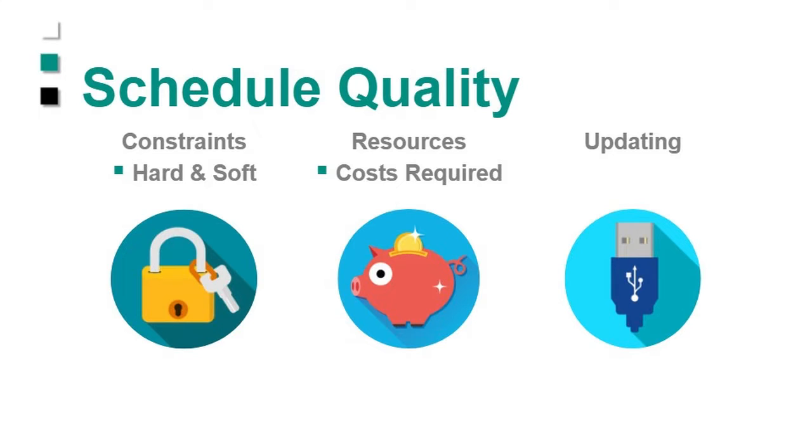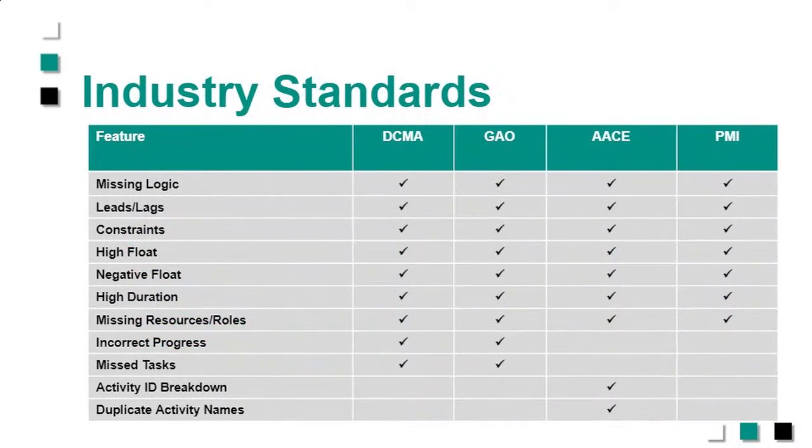Then we get into other layers in the schedule quality. So constraints, we go beyond, we start looking at resources and costs, and we look at updating. Okay, so did you do your updating effectively? Do you have dates that make sense? Do you have percent completes and resources that make sense? And so Sue will jump into some of those to give you an idea of how extensive all the checking is.